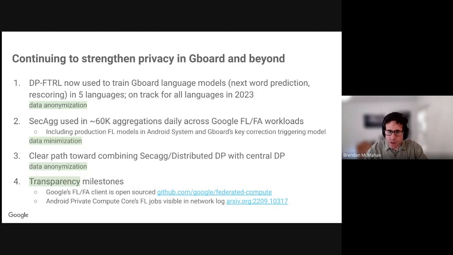And finally, in support of the principles of transparency and verifiability, Google's Federated Learning and Analytics client code is now open sourced on GitHub in the Federated Compute repository. And also Android Private Compute Core's FL jobs are visible in a network log. You can learn more about that in the Private Compute Core white paper I've linked here.